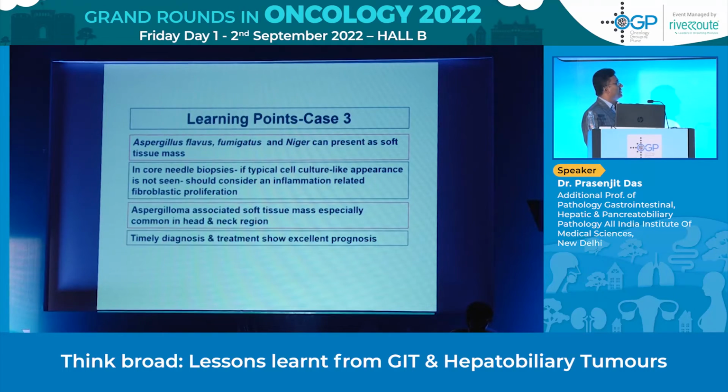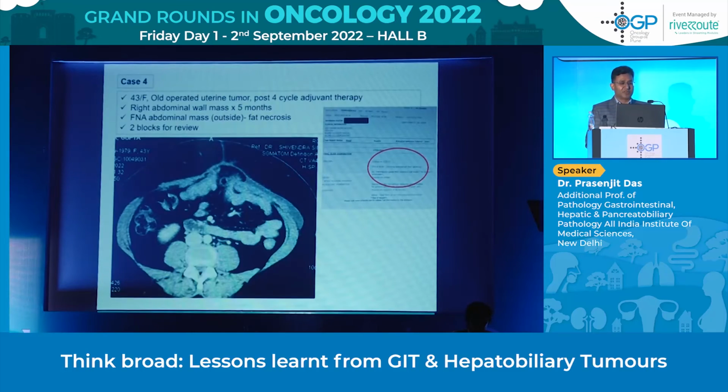In core needle biopsies, if typical cell culture-like appearance and fascicular arrangements are not there, we should always keep in the differential diagnosis an inflammation-related fibroblastic proliferation, and aspergilloma-associated soft tissue masses are especially common in the head and neck. You have seen so many examples. Few examples were in the leg, but that was extremely rare, and timely diagnosis and treatment can show excellent prognosis.